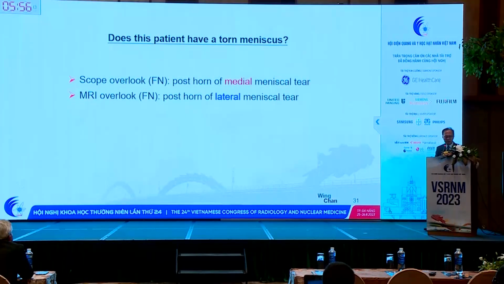So with the scope, it is very easy to overlook the posterior horn of the medial meniscus. Overlook means underestimation. It is a false negative. So MR imaging is correct. But for the lateral meniscus, MR imaging could underestimate or overlook, a false negative. So arthroscopy is correct, okay? So a little bit reversed.